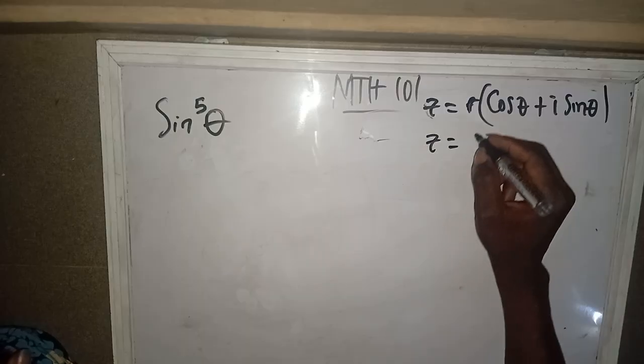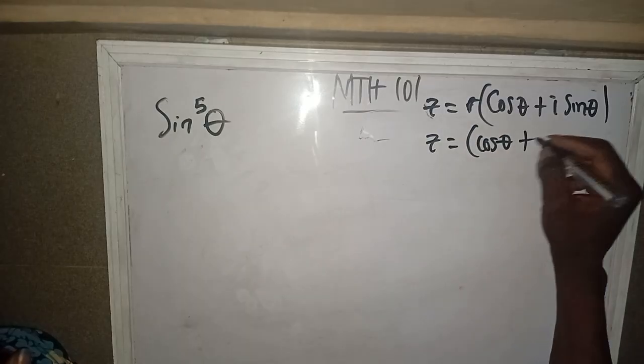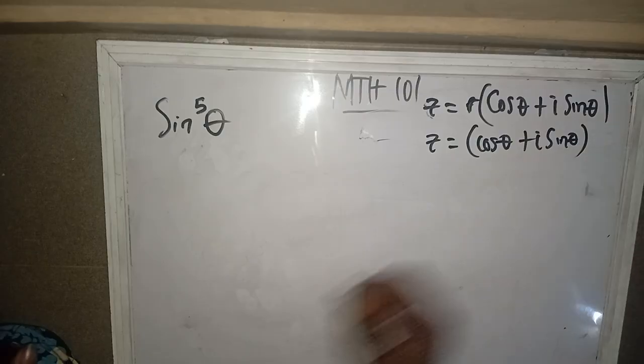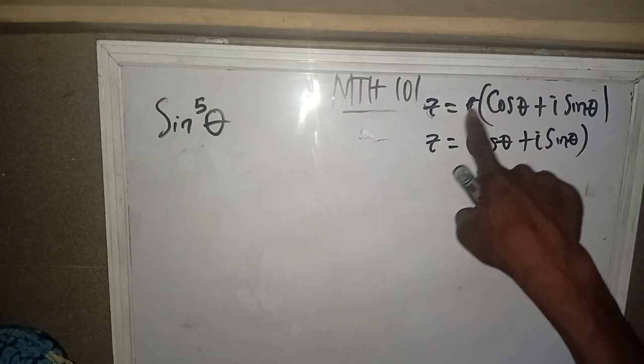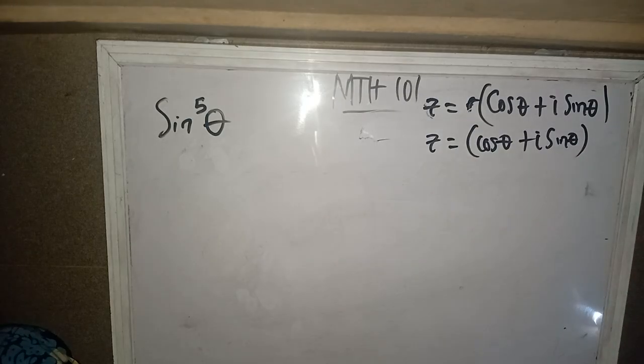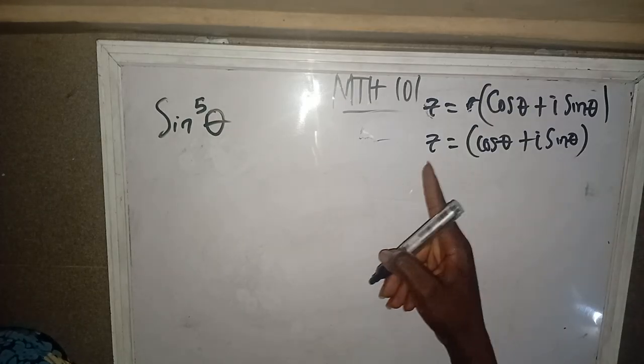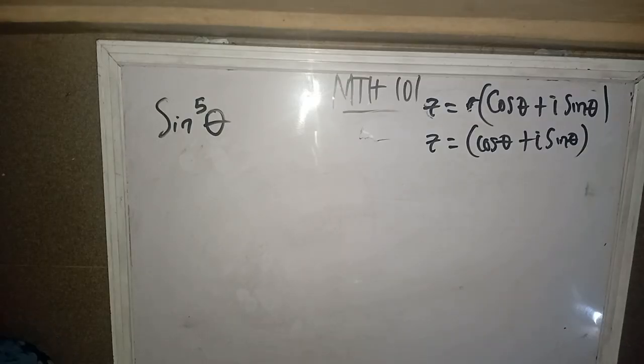So that's why we have z to be cos theta plus i sin theta. I'm saying this so that I won't be confused. The formula is still this, but because we are using the standard, which is a unit circle, our r is 1. So we obtain this at the end of the day.